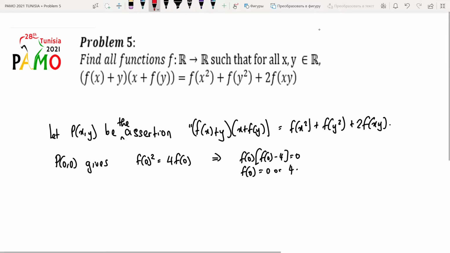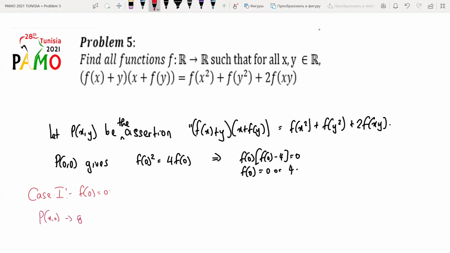The first case we are going to consider now is when f of 0 takes the value of 0. So case 1: f of 0 is 0. When f of 0 is 0, if you notice, this is our first step. We plugged in both values to be 0. So now let's plug in only one of the values to be 0. And because this function is symmetric, it doesn't really matter which variable we plug in as 0. It will give us the same thing. So let's plug in y equals 0. So this will give us this.